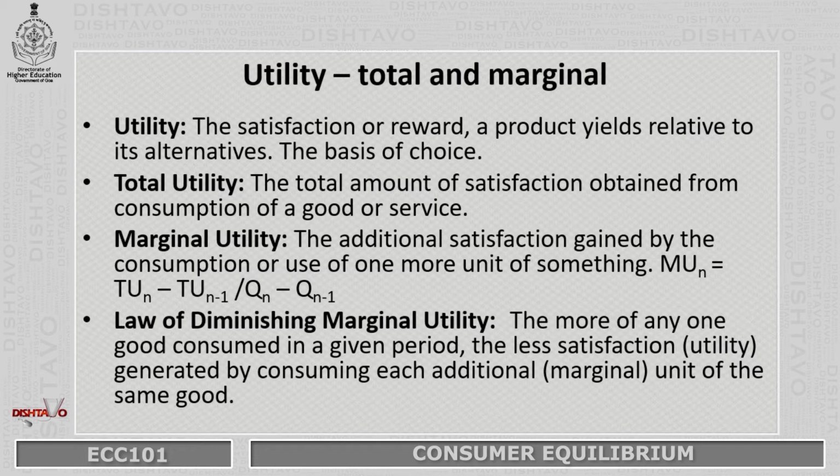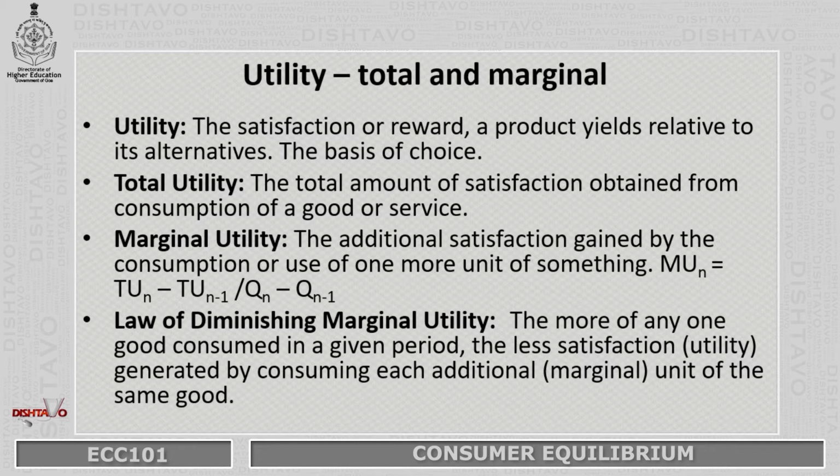Now, when I say total utility, it is the total amount of satisfaction obtained from consumption of a good or service. Then we have marginal utility, the additional satisfaction gained by consumption or use of one more unit of something. When I go from the first to the second good, what is the addition I have got? It can be calculated with a formula. Marginal utility of the nth unit is equal to total utility of the nth unit minus total utility of the n minus 1 unit, upon quantity of the nth unit minus quantity of the n minus 1 unit.